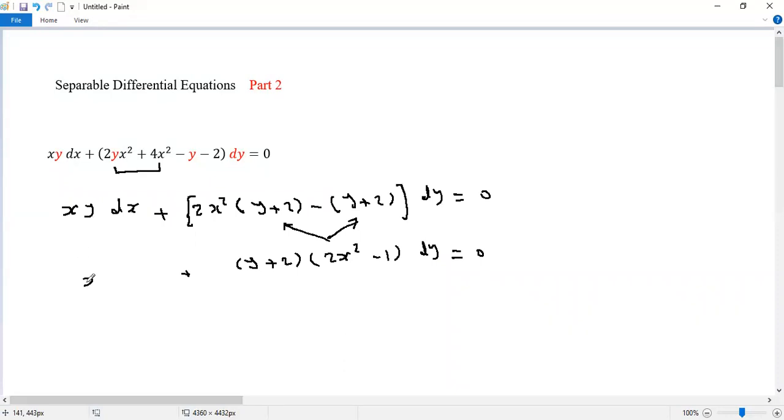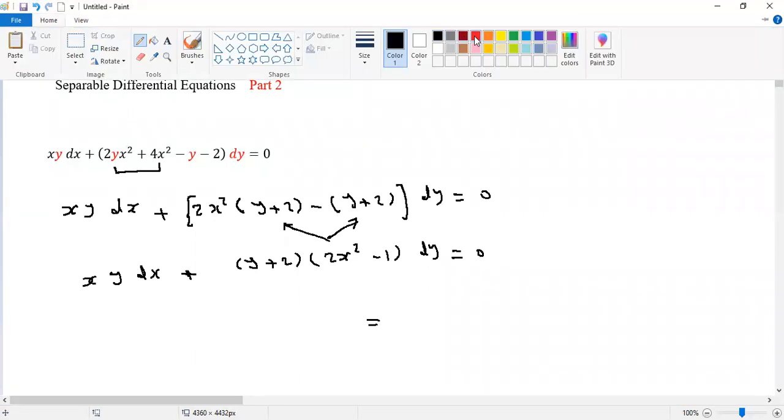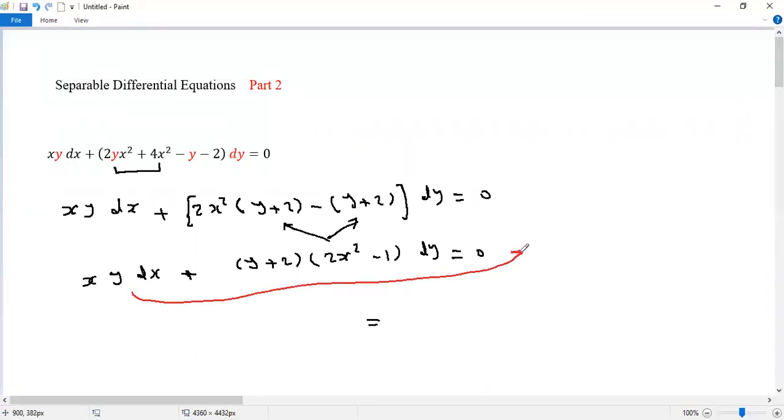So the first part, xy dx. If we look here, now this one can be separated. So now I have xy dx. This one, I can move to that side, and I can write it in this way. This one is equal to this part. I can move it to the other side, so it will be minus xy dx.